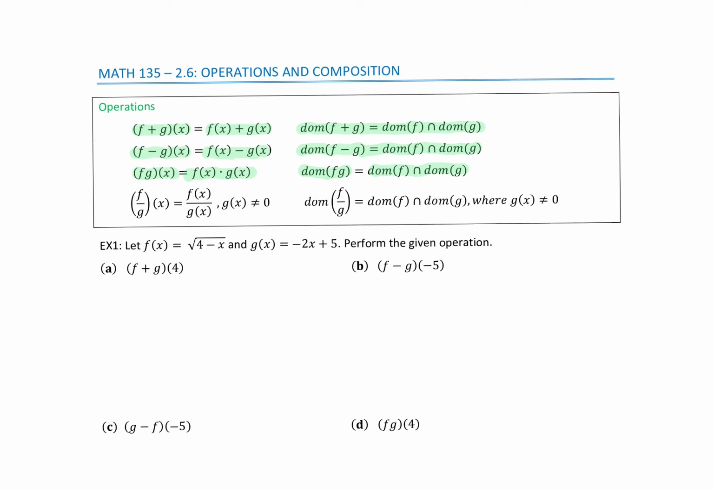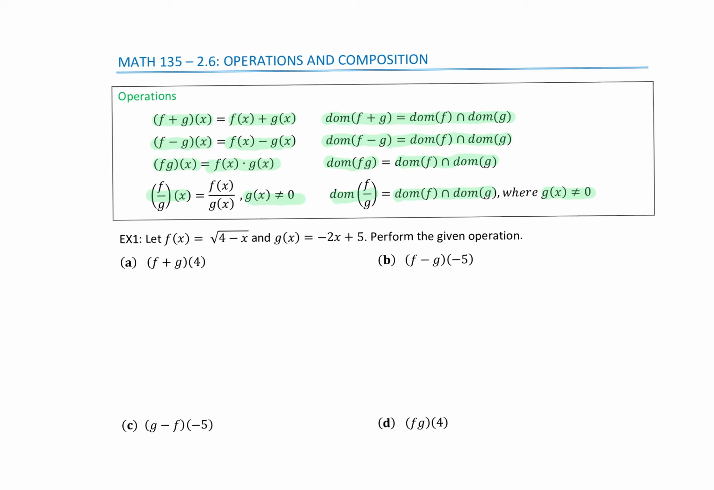We do have to be careful whenever we do a division of two functions, because we could end up with a denominator that's 0. So in that case, we're still going to let the domain of f divided by g be the intersection of the domain of f with the domain of g, but we have to take out x values that make the denominator equal to 0.